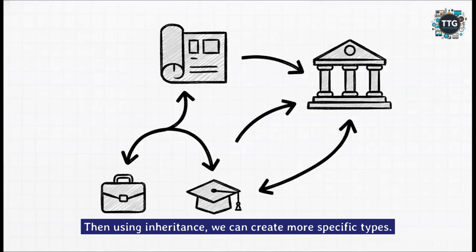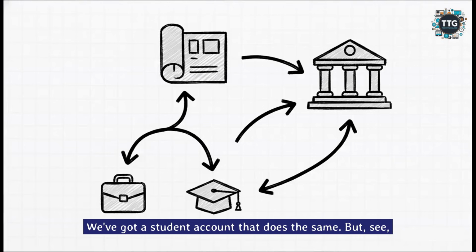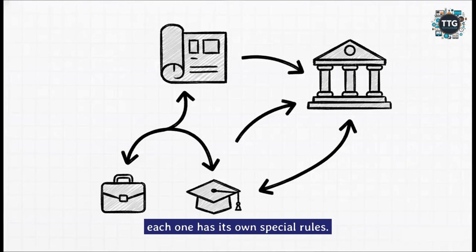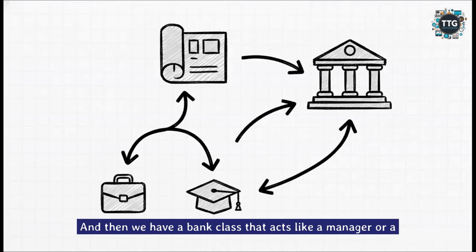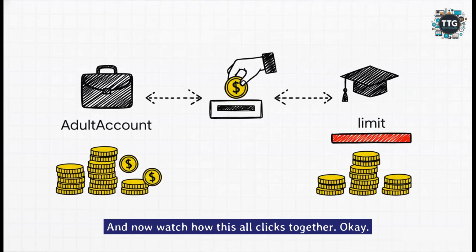Then, using inheritance, we can create more specific types. We've got an adult account, which inherits from our blueprint. We've got a student account that does the same. But see, each one has its own special rules. Maybe the student account has a deposit limit. And then we have a bank class that acts like a manager or a factory, creating and keeping track of all these different account objects. And now watch how this all clicks together.